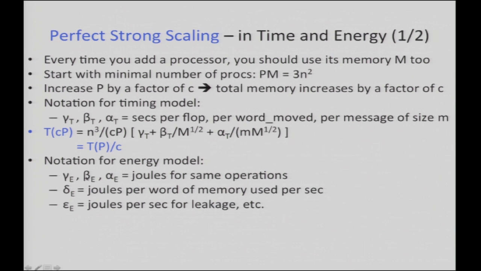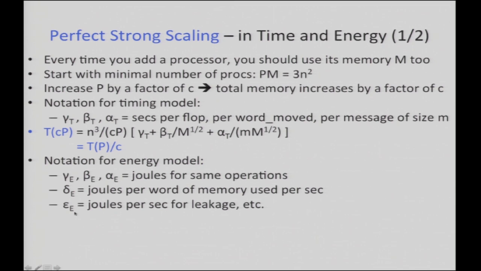But that's not the only place that you spend energy in a machine. I also have the memory. So delta is going to be the joules per word per second to store something in memory, because I'm burning energy there. And then there are all those other leakage terms that I haven't modeled. So I'm just going to say joules per second for everything else, the network cards and all of that.